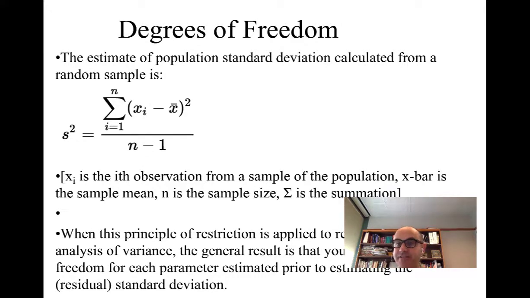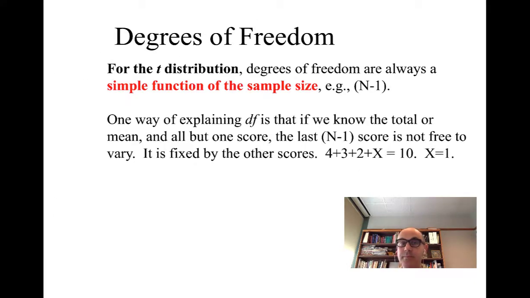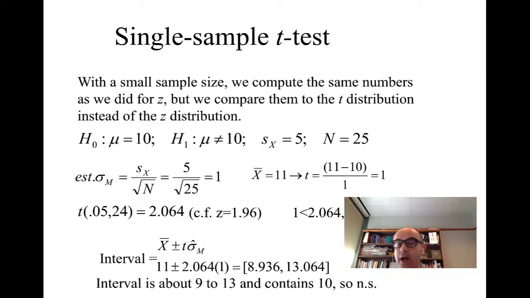This is the formula in which the principle of degrees of freedom is used for the t-test. For the distribution of the t-test, the degrees of freedom is always a simple function of the sample size, which is n minus 1. So one way of explaining df is the total or the mean of all but one score. So it is a fixed value that we often use.